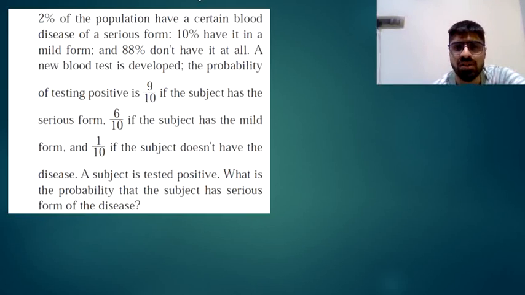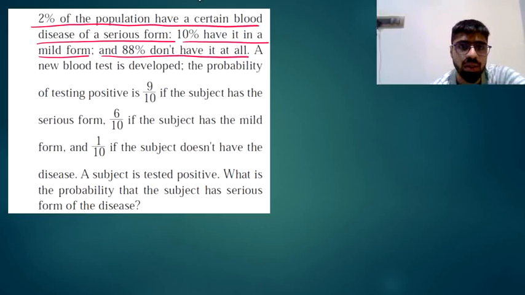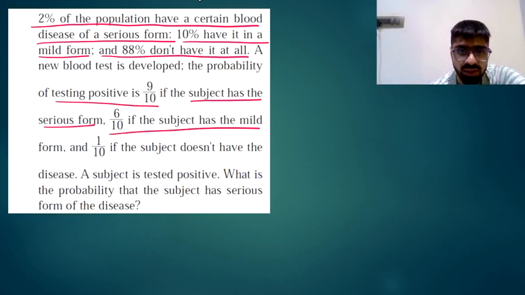Again, it's a similar question. These questions are all of the same type. 2% of the population has a certain blood disease in a serious form, 10% have it in a mild form, and 88% do not have it at all. A new blood test has been developed. The probability of testing positive is 9 by 10 if the subject has the serious form, 6 by 10 for the mild form.